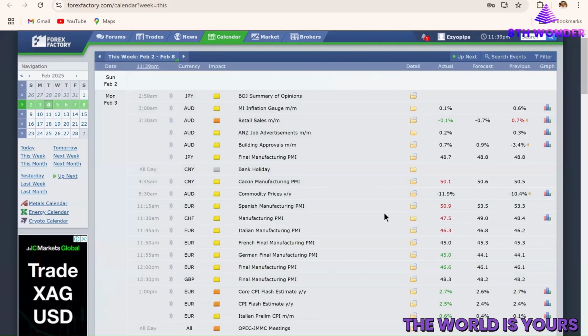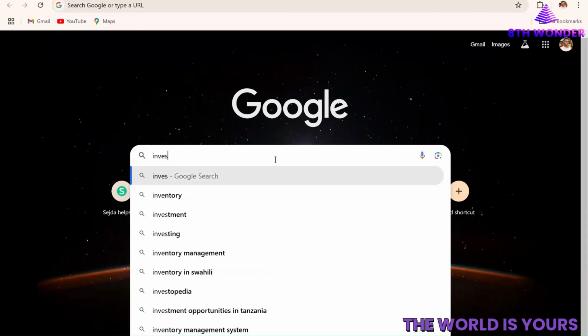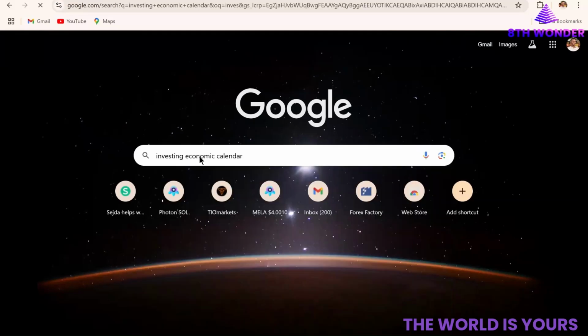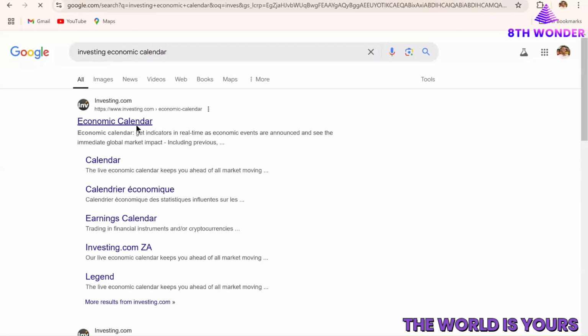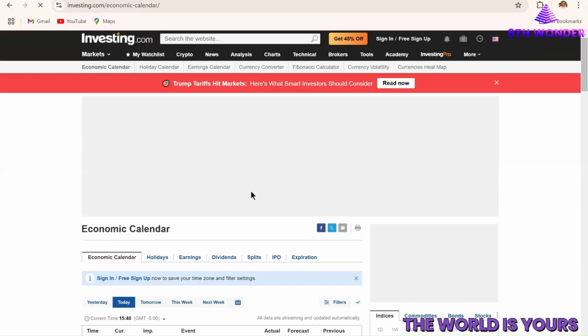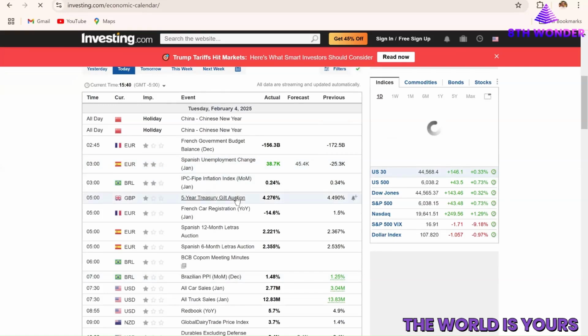Now on this calendar of mine, you can see all the news. As a trader, you must know this special calendar called Forex Factory. We have another one called the investing economic calendar. So you might use investing.com or you can use Forex Factory. For me, I am more used to Forex Factory than investing.com, but they are all aiming at portraying the same thing.